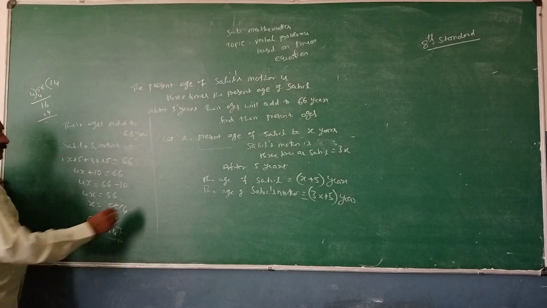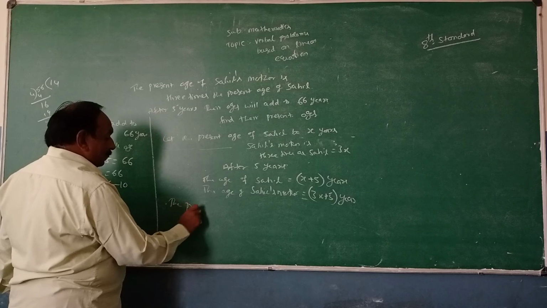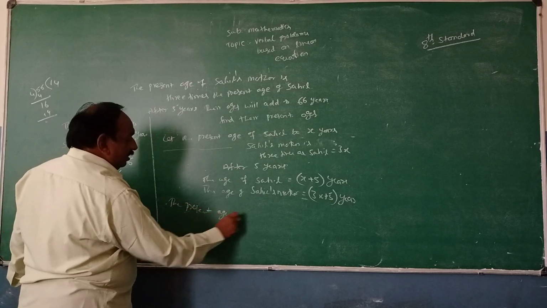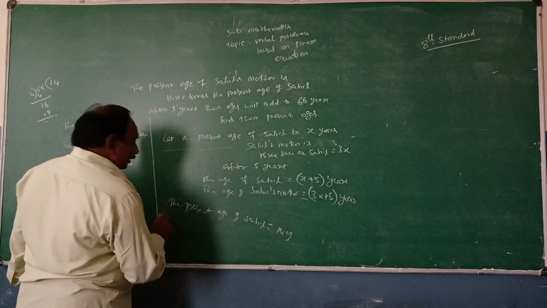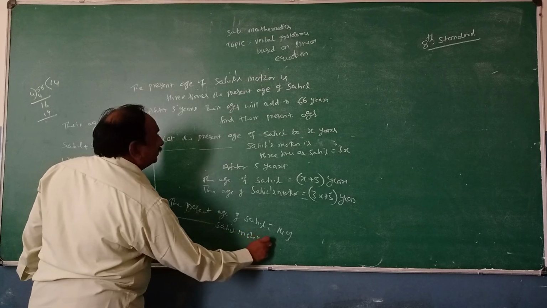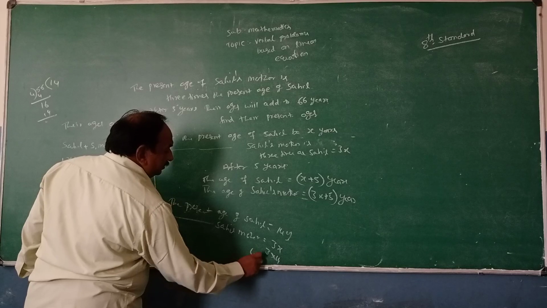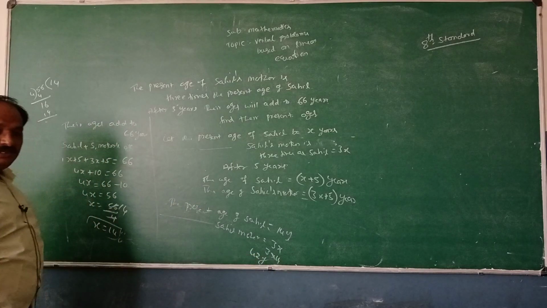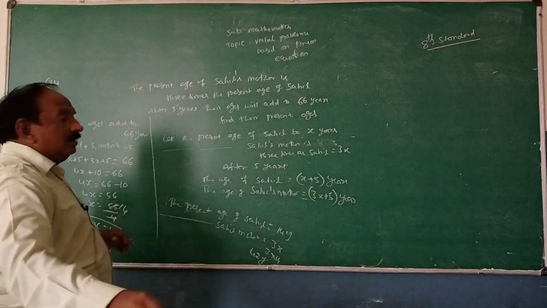What is x? The present age of Sahil is equal to 14 years. The present age of Sahil's mother is 3x, 3 into 14, 14 3s are 42 years. This question carries 5 marks or 4 marks in the examination. Work out this problem, students.